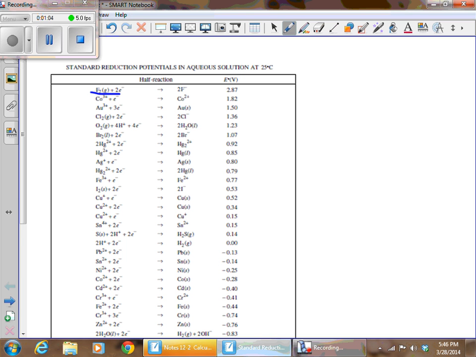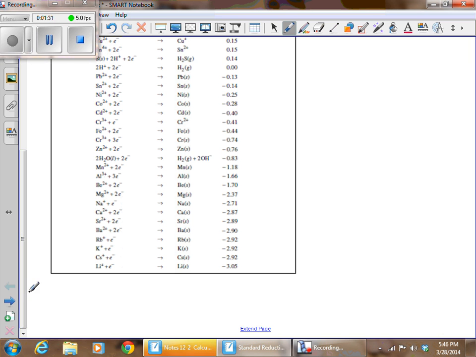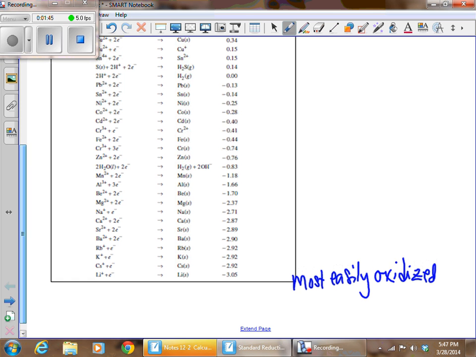And what we have to remember about this reduction potential chart is that these substances up here that are highest on the chart are the most easily reduced substances. So if they are combined with anything below them in the chart, they will be the one that is reduced. On the other hand, at the bottom of the chart are the most easily oxidized substances. If they combine with anything above them in the chart, these substances down here at the bottom of the chart are going to be the ones that are oxidized.